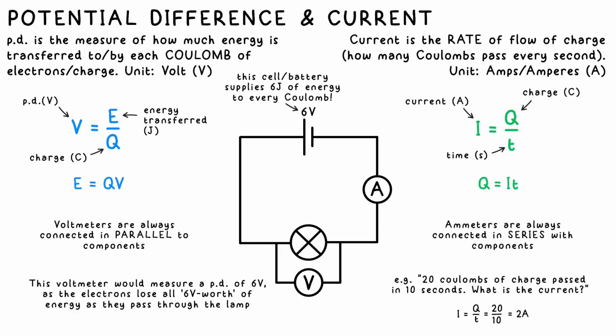We measure current with an ammeter. Note that it's not "amp meter". Unlike a voltmeter, it must go in series. That means in line with the component we want to measure the current for.